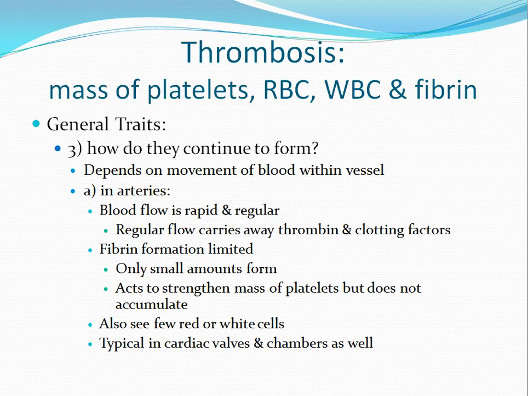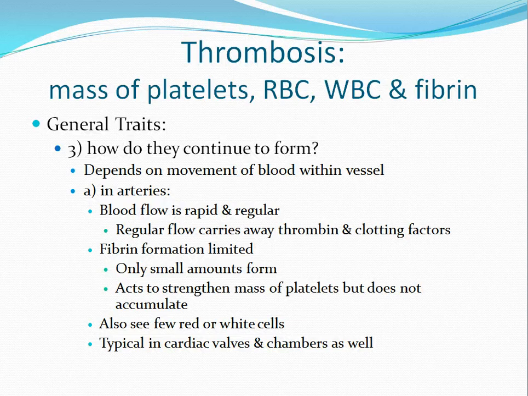Once a thrombosis starts, how does it continue? How a thrombosis proceeds depends on the movement of blood within the vessel, and this will differ between arteries and veins. The first is an artery where blood flow is rapid and regular. Here, the formation of fibrin will be limited because the regular flow of the blood will carry away thrombin and other clotting factors. As a result, only very small amounts of fibrin will form.